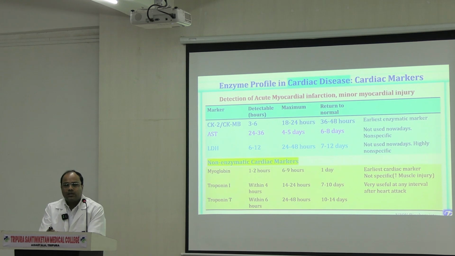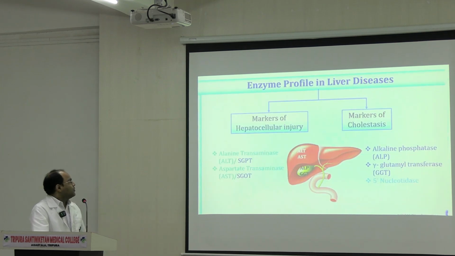Okay. Next topic is liver. Liver markers we can divide into two types: markers of hepatocellular injury, or cell injury, and markers of cholestasis. What is cholestasis? A blockage in the common bile duct or intrahepatic duct, and then some markers may be raised, like alkaline phosphatase. Okay.